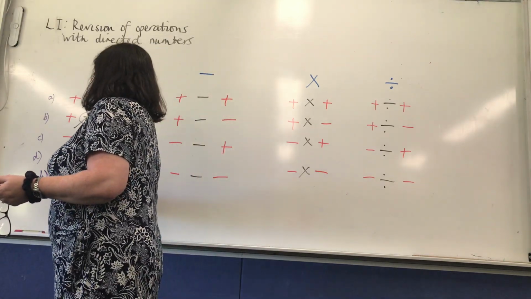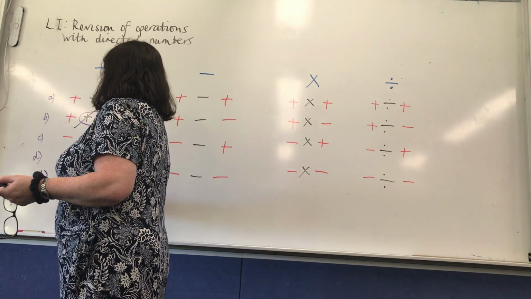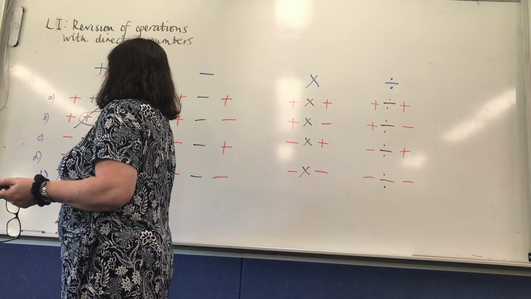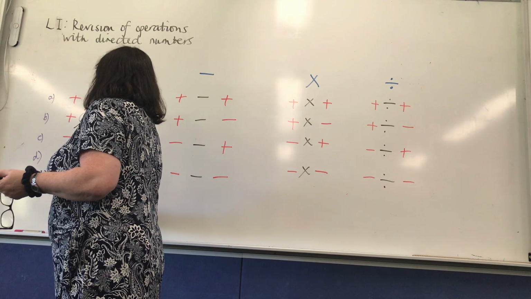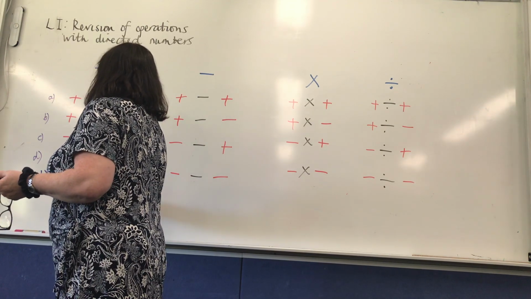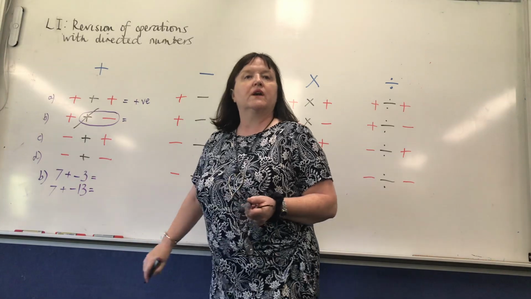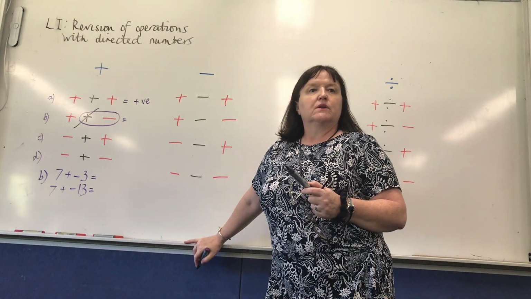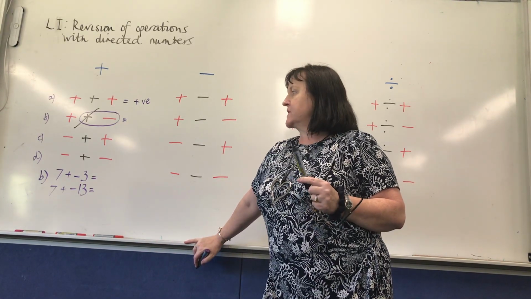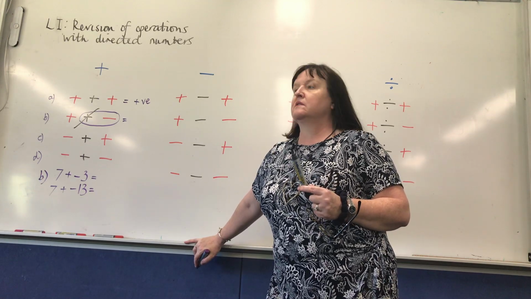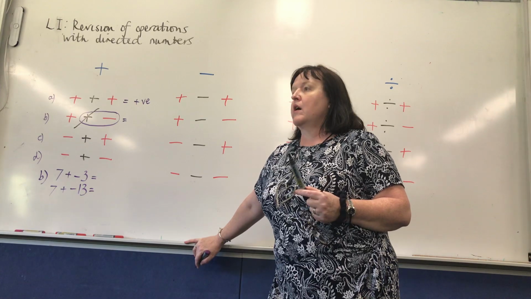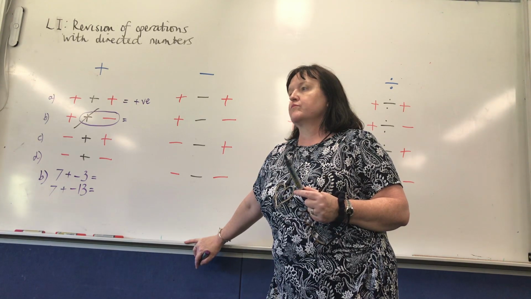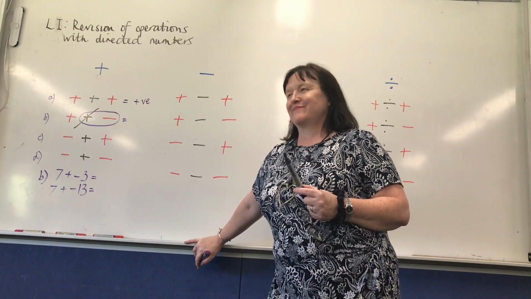But let's imagine that we've got 7 add negative 3. Or we've got 7 add negative 13. Okay. What is the difference going to be? Hannah? Because on the second question the number that you're subtracting is bigger than the first number, it's going to be negative.